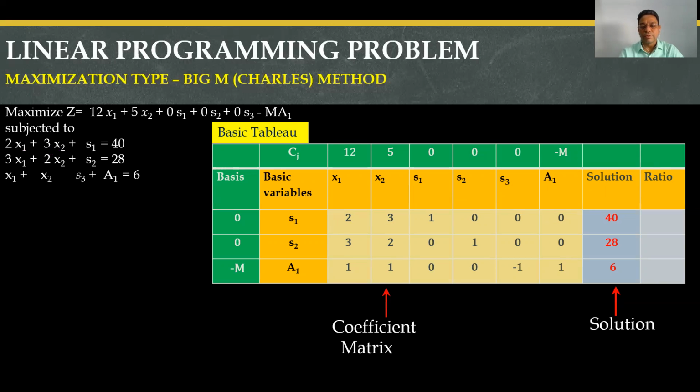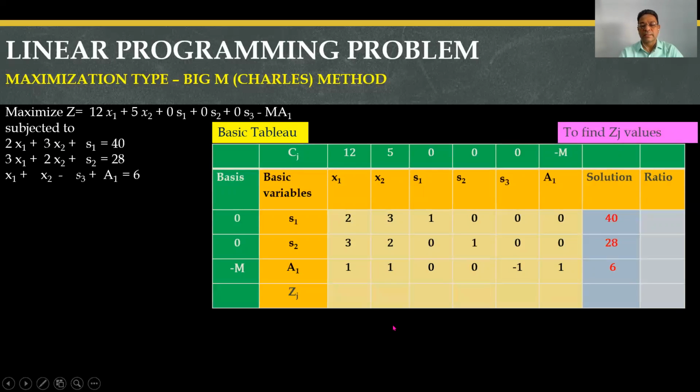So we'll move to the next thing. The next thing is to find the Zj value. How do you find the Zj value? Zj values are found by multiplication of this basic column by the x1, x2 and so on columns. So here we will get 0 into 2, 0 into 2 is 0, plus 0 into 3 is 0, plus minus m into 1. So minus m into 1 is minus m, and we will get minus m here. Similarly, we will fill all the entries. Those will be like this.